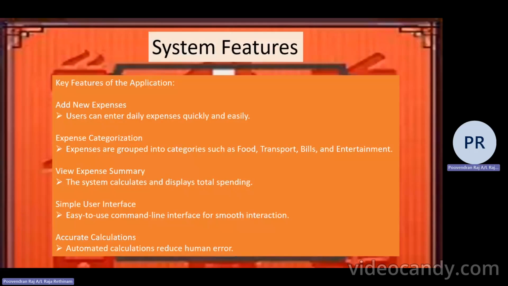The Smart Expense Analyzer system includes several features designed to enhance usability and functionality. Users can quickly add new expenses, and the system automatically categorizes them into predefined categories such as food, transport, bills, and entertainment. The system generates summary reports that display total spending as well as a breakdown of each category, providing clear insight into financial habits.